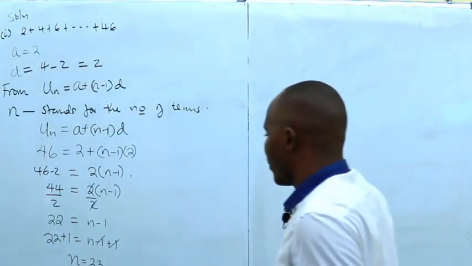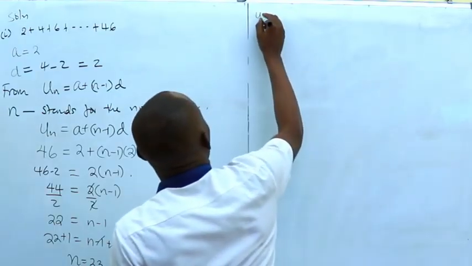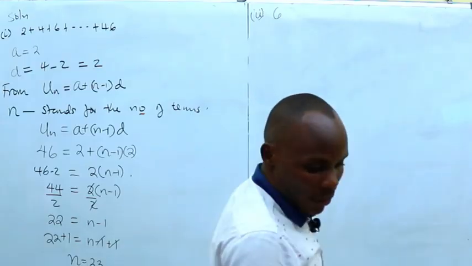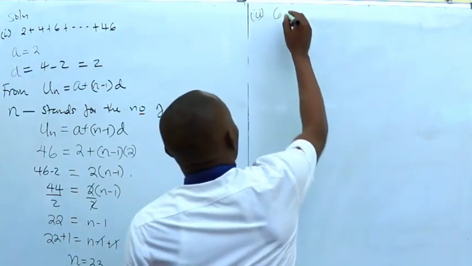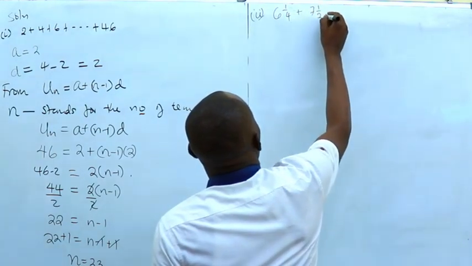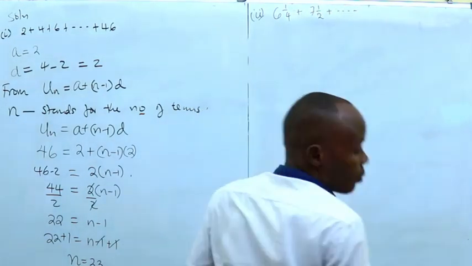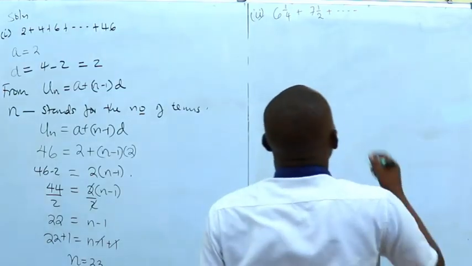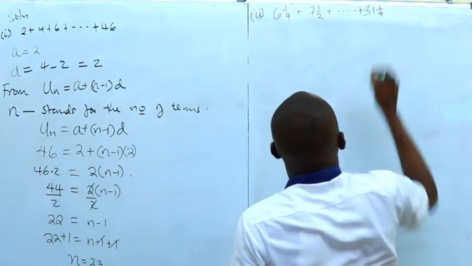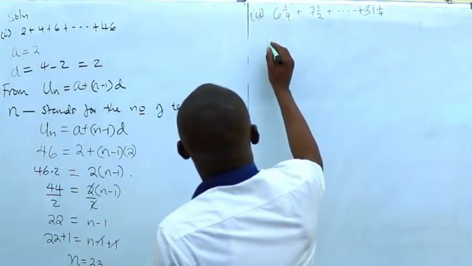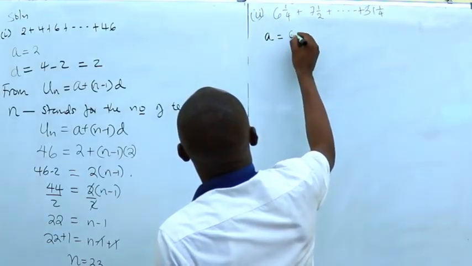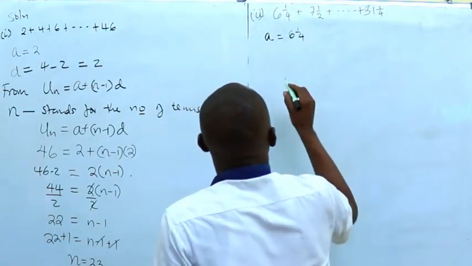Roman 2, we do have 6 and a quarter, plus 7 and a half, up to 31 and a quarter. A is the first term and it is 6 and a quarter.